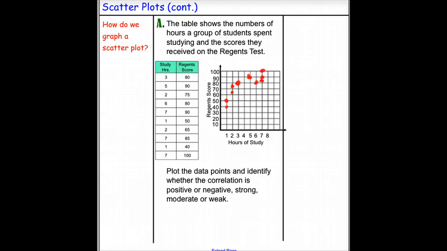So as you can see, while you do have some outliers of kids who didn't study very long but did do well, as a general trend I see that it's positive: the more you study, the better you will do. So we would say that this is a positive correlation, and I would say that this is a relatively strong correlation. It's not quite moderate, it's a strong correlation. You could say moderately strong if you would like, but in general it is a strong correlation.